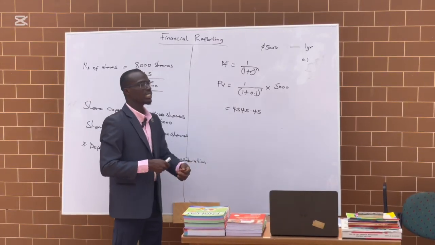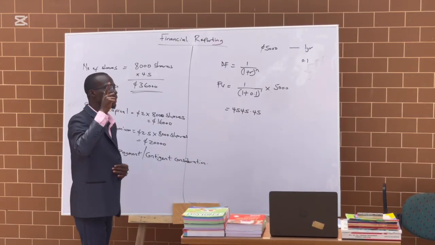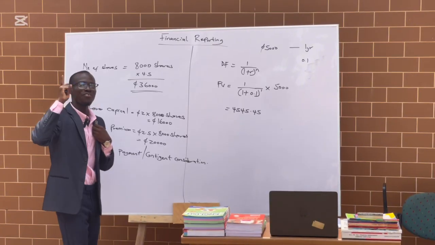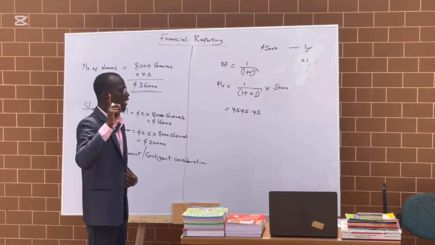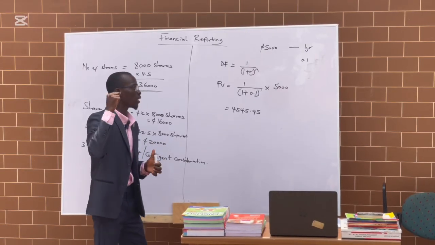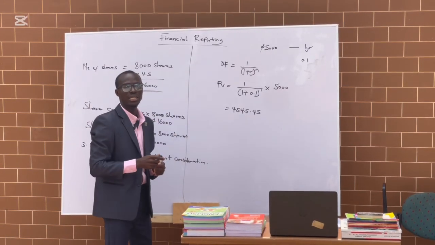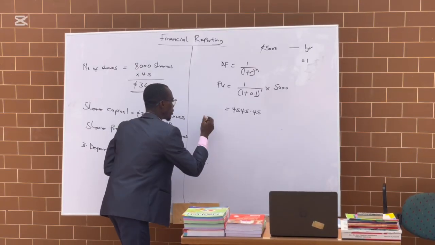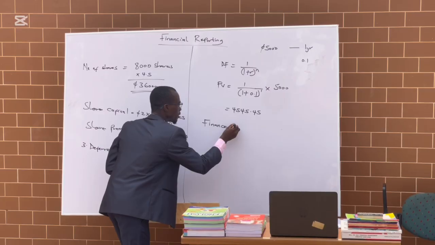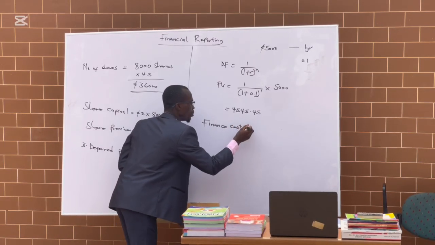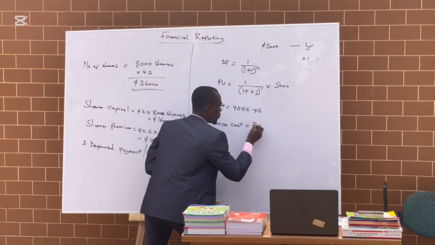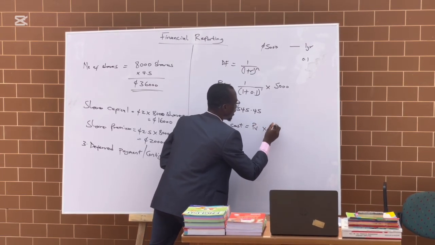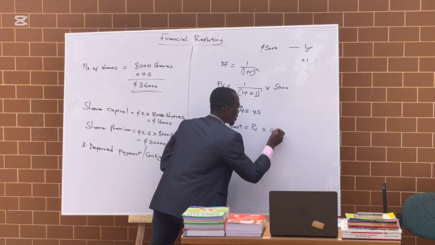But after this, the only thing you have to keep in mind, anytime there's a deferred payment, don't forget that there will be a finance cost, or an interest, that you need to also calculate. And the interest will be calculated on what? The present value. The finance cost will be calculated on the present value. So the finance cost will be equal to the present value times the cost of capital.